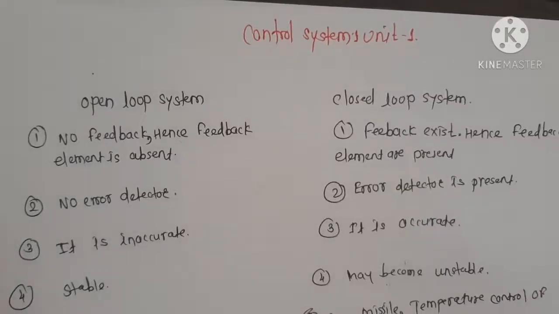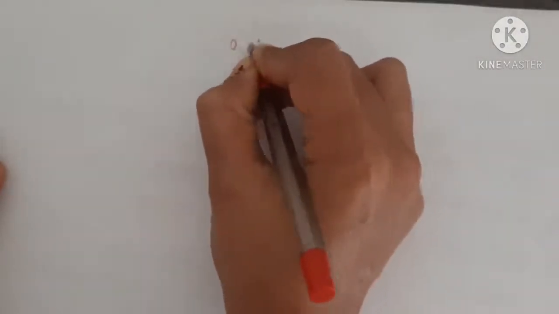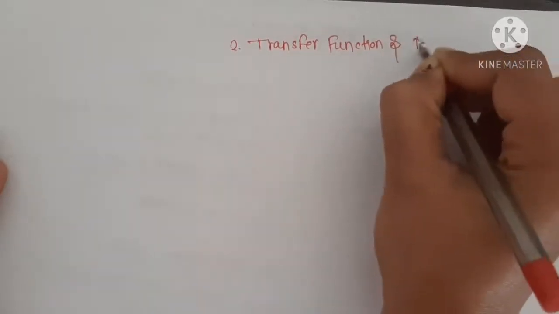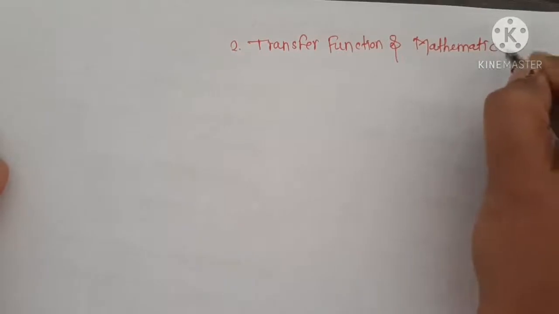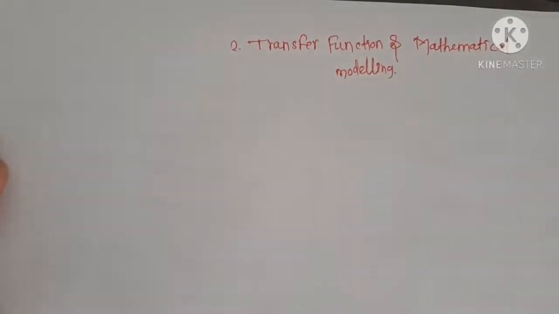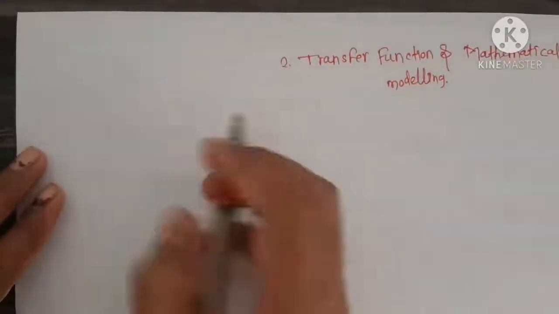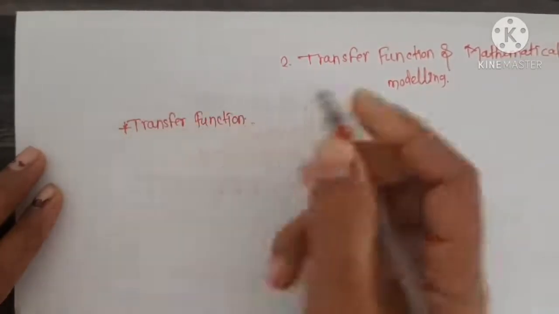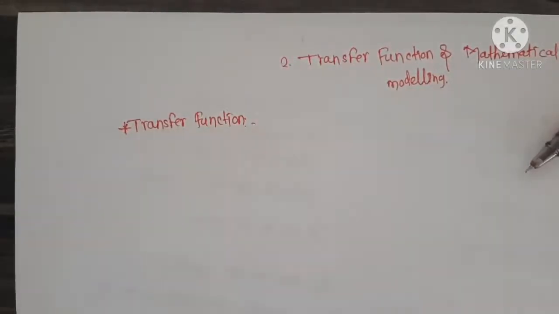Now today we will see the next point, that is transfer function and mathematical modeling. First thing, the definition of transfer function. It is defined as the ratio of output and input. Simply, it is the ratio of output and input, but there is some change. Here we have to take the Laplace transform of output and the Laplace transform of input.